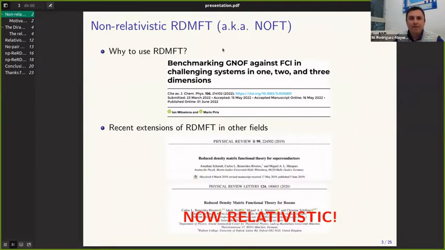We may wonder, why should we want to use RDMFT over standard approaches? We have seen very nice talks where people are extending the applicability of RDMFT into describing superconductors, bosons, and now into the relativistic domain, because we know that it's a really good way to account for correlation effects. Usually it was for non-dynamic correlation effects. Now it is also for some dynamic correlation effects.